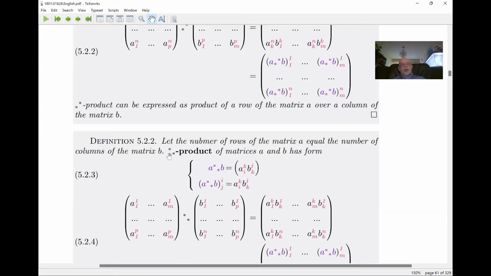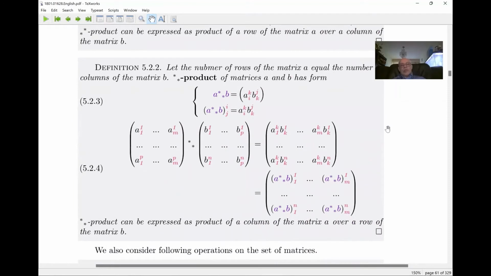Let the number of rows of matrix A equal the number of columns of the matrix B. The column-row product, or CR product, of matrices A and B is defined by equality 5.3, or in matrix notation can be expressed as equality 5.4. The CR product can be expressed as the product of a column of the matrix A over a row of matrix B.